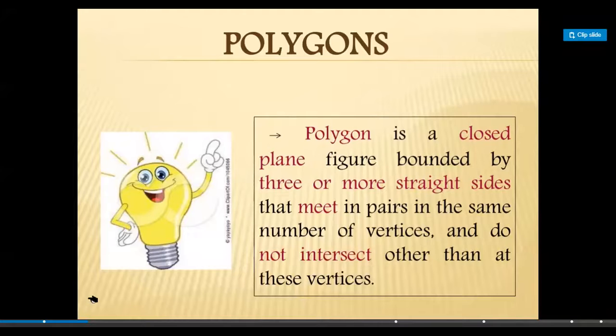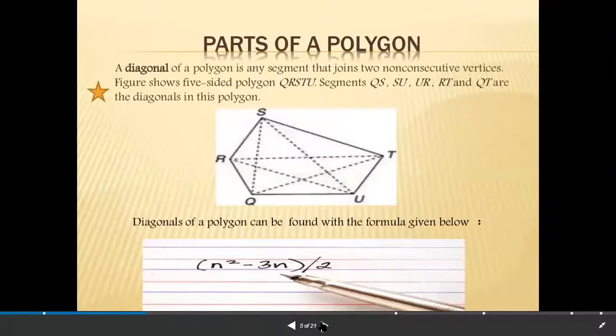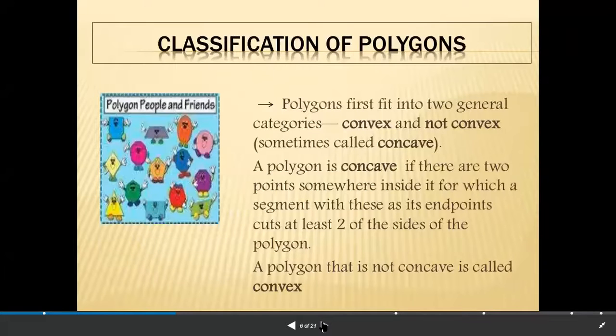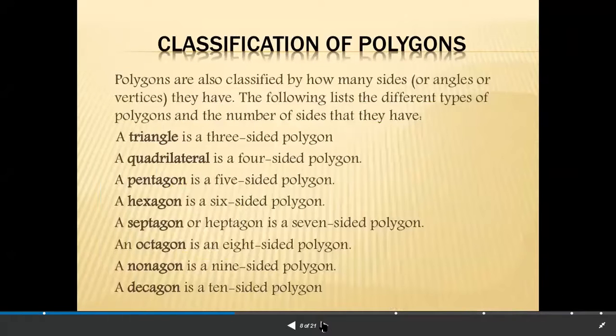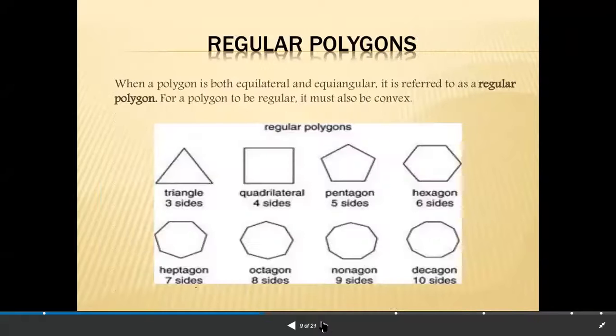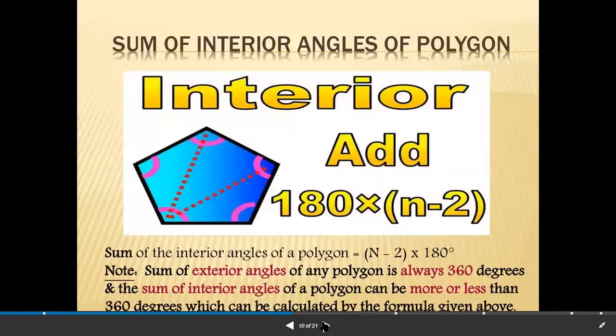Next topic is parts of a polygon. Formula we had done, concave and convex we had done, regular polygons we had done, classification of polygons done. Regular polygons means those whose all sides and all angles are the same, meaning equi-angular and equilateral. When all the sides and all the angles are equal, then the figure is said to be regular.